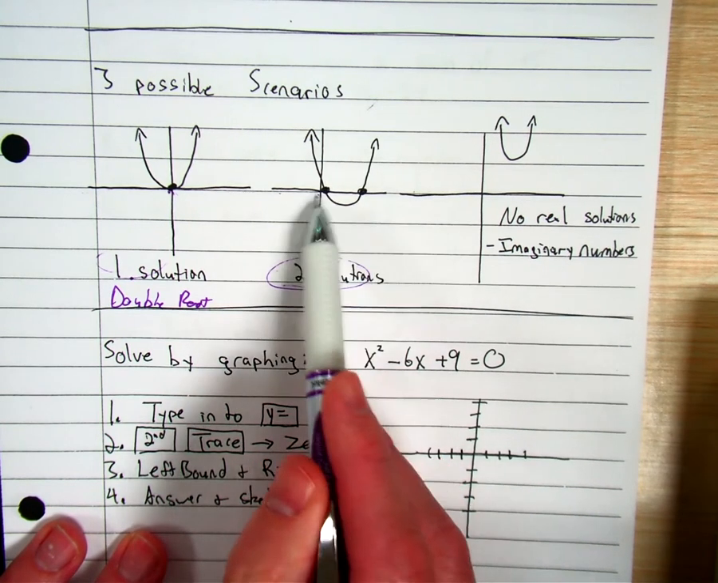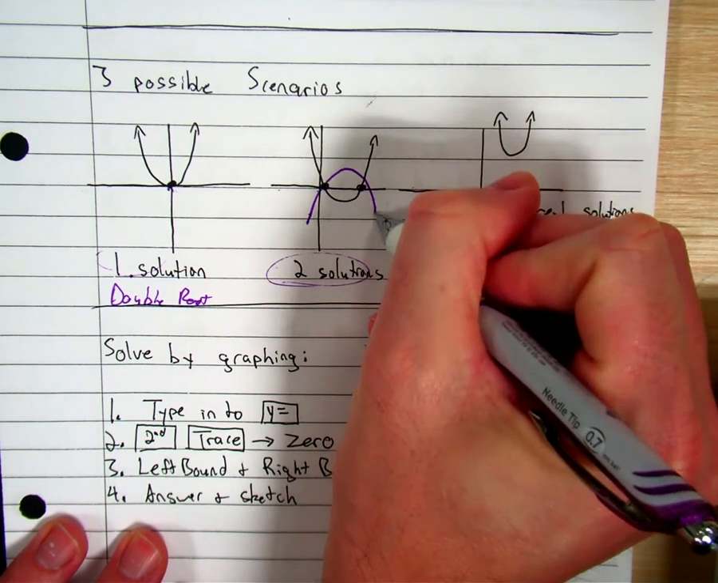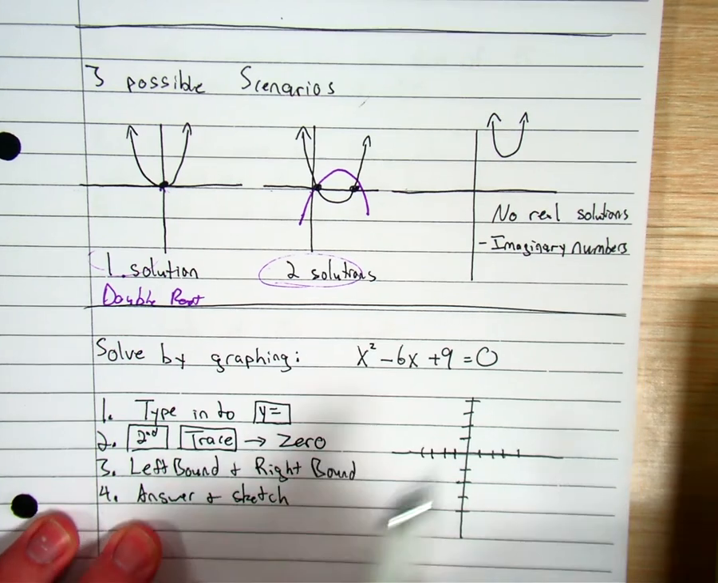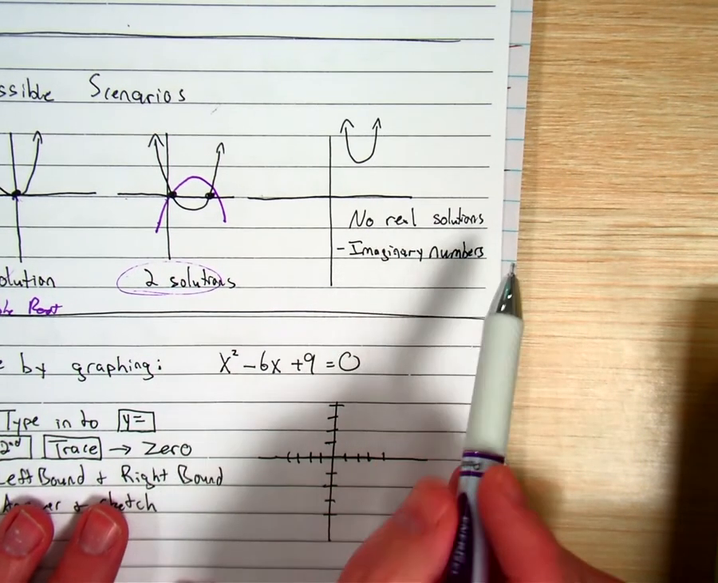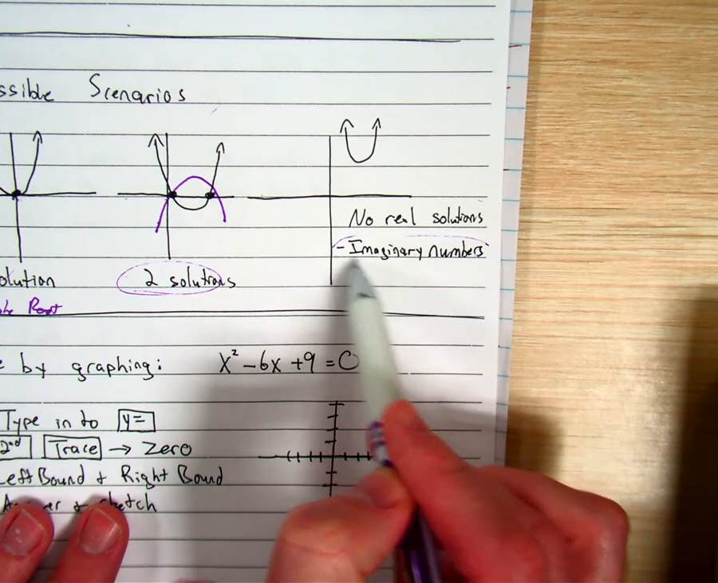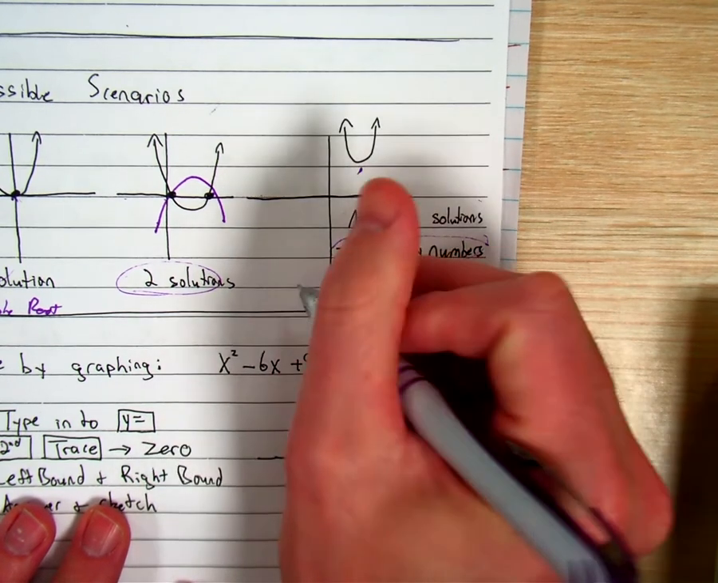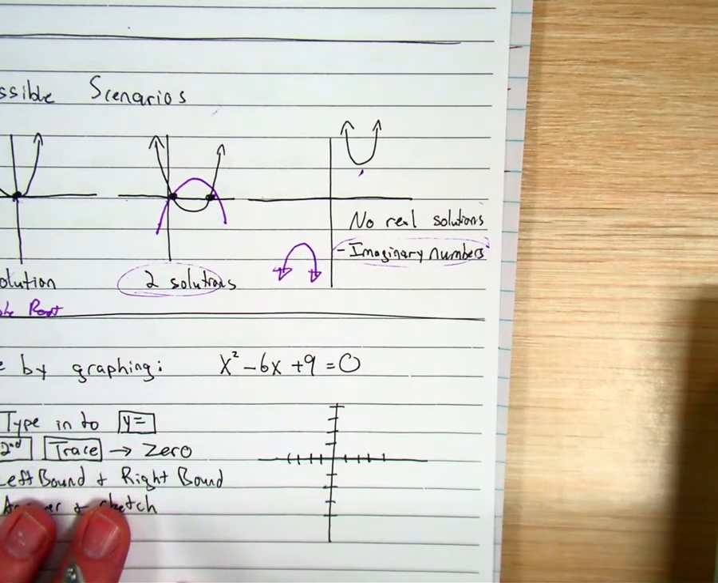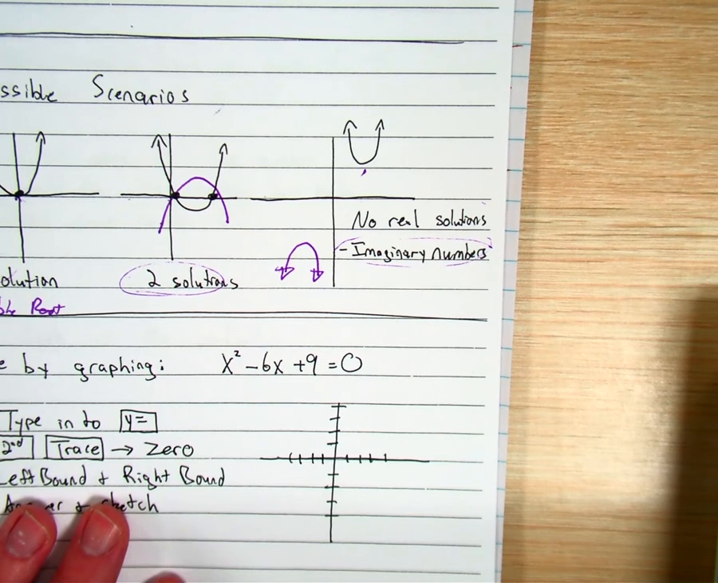They're going to cut through the x-axis twice, whether it's this way or upside down. And then scenario 3, which we won't talk about right away: in a week or 2 we're going to be talking about imaginary numbers. If my parabola is up here and going up, or down here and going down, we'll never cross the x-axis. There's no real solutions, and then we get into imaginary numbers.